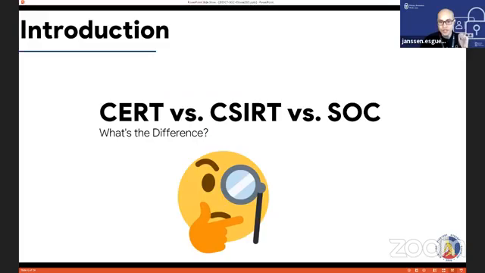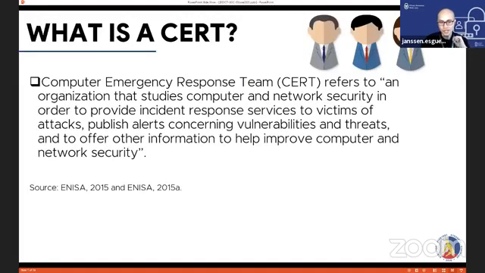CERT versus CCERT versus SOC. What's the difference? CERT, by definition, is a mnemonic or an acronym which stands for Computer Emergency Response Team. A Computer Emergency Response Team refers to an organization, or a team rather, that studies computer incident or network security in order to provide incident response services to victims of attacks, publish alerts concerning vulnerabilities and threats, and of course to offer information to help improve computer and network security. So that's a CERT.